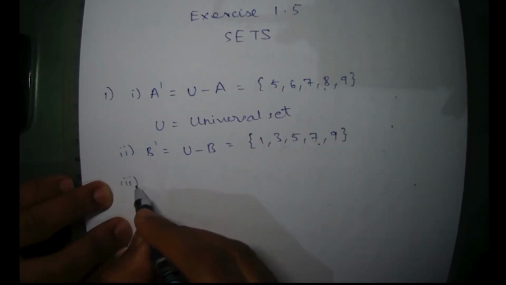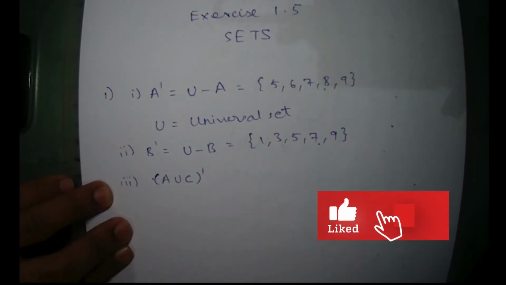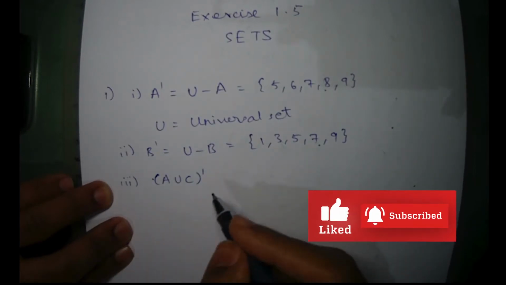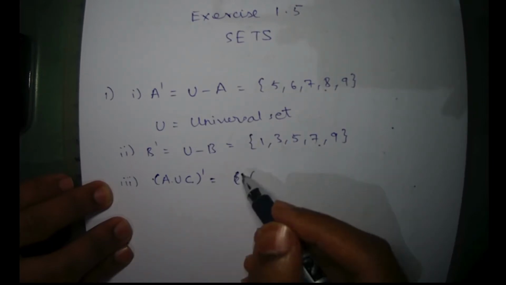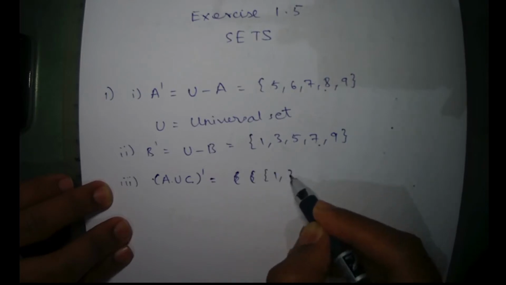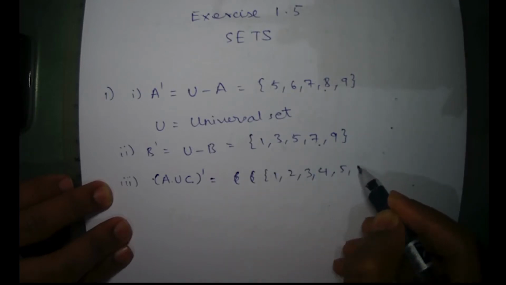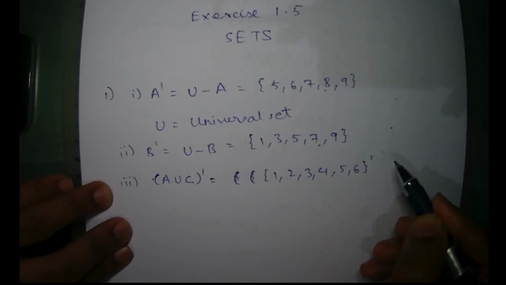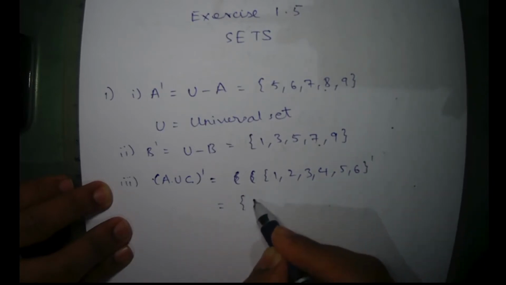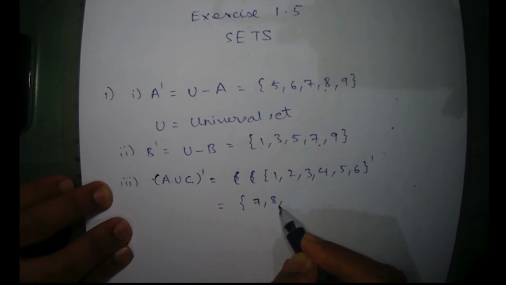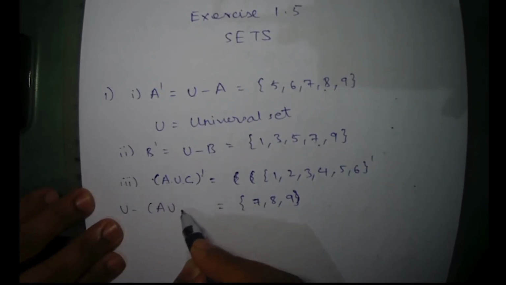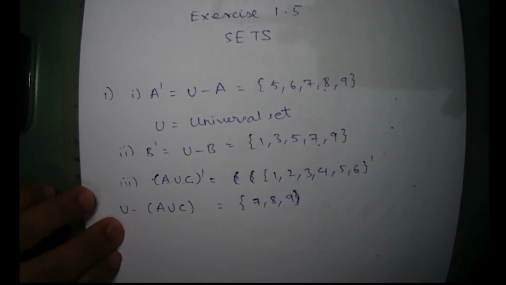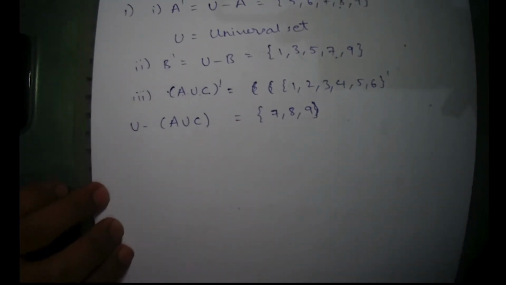So third question is A intersection A union C dash. So first we have to find A union C. So A union C gives us 1, 2, 3, 4, 5 and 6. So we have to find the complement of this, that is nothing but 7, 8 and 9. So A union C dash is nothing but U minus A union C, which is equal to 7, 8, 9.